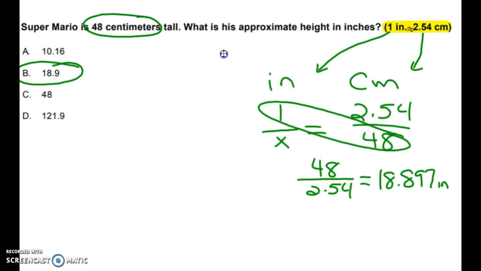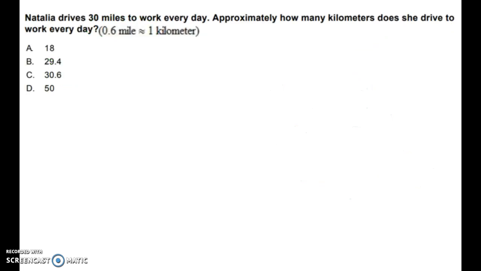Okay. Why don't you try one? Natalia drives 30 miles to work every day. Approximately how many kilometers does she drive to work every day? So what are the two things that are being compared? That's right. The two things that are being compared are miles and kilometers. So when we set up our chart, we're going to set it up again. I can do it right here. Miles and kilometers. So what goes directly underneath the miles? The 0.6. And how about under the kilometers? The 1.